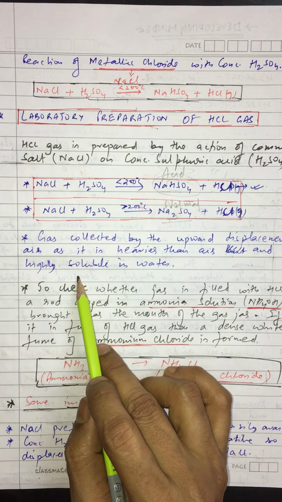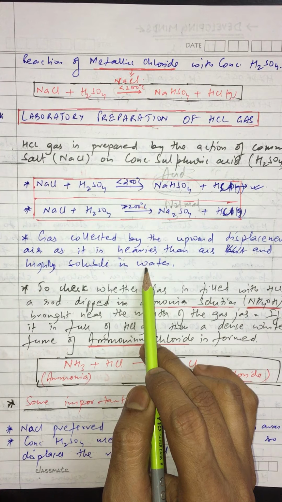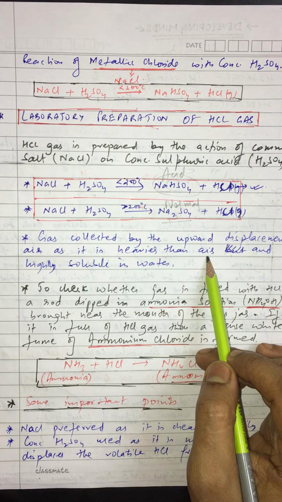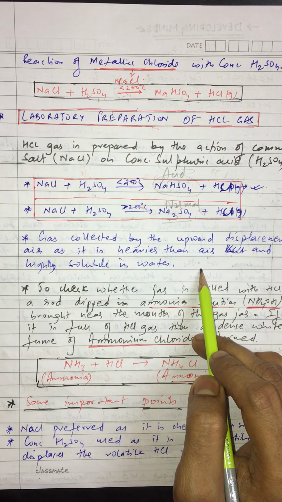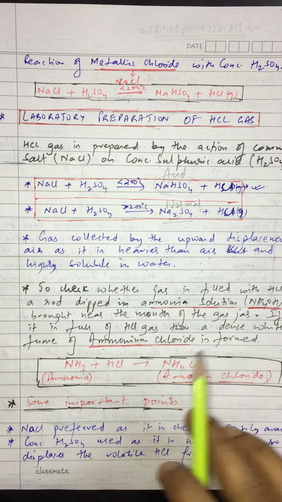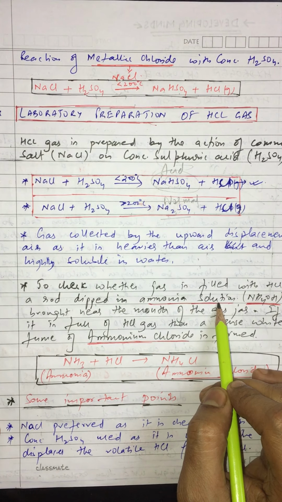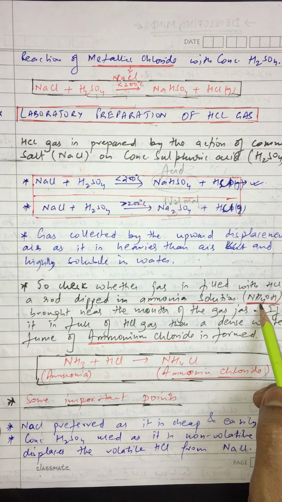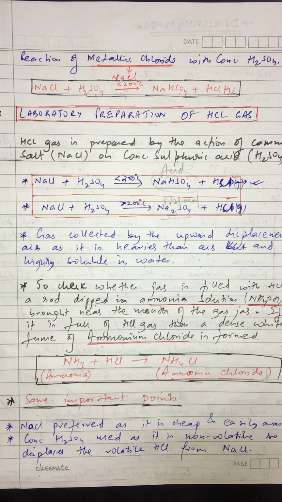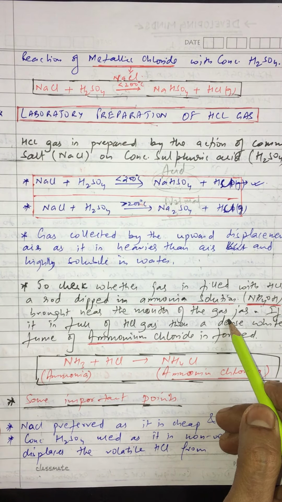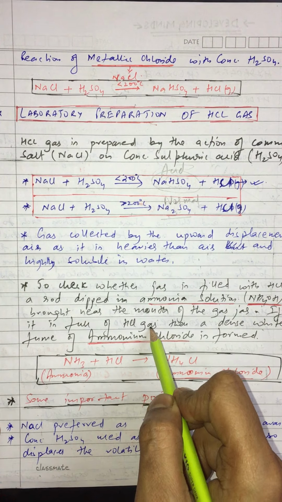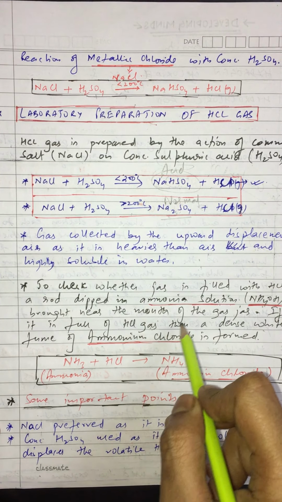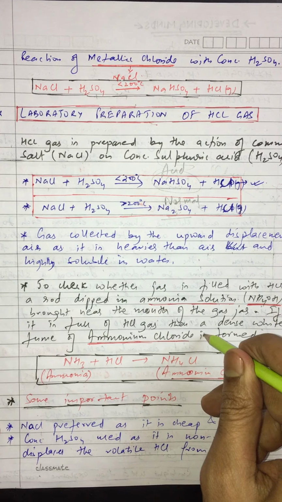At the same time, it is highly soluble in water, so water cannot be used. Now when we are collecting HCl gas above air, we have to be sure when the jar is filled with HCl gas. Now how will you check? To check whether the jar is filled with HCl gas, we dip a rod in ammonium solution. And what is ammonium solution? It is ammonium hydroxide solution. We dip a rod in it and bring it near the mouth of the jar containing HCl gas. If white fumes are formed, then the jar is filled with HCl gas, and if you don't see any fumes, the jar is not filled with HCl gas.